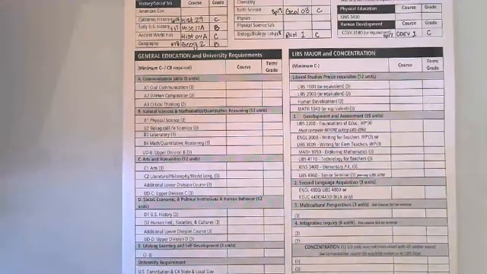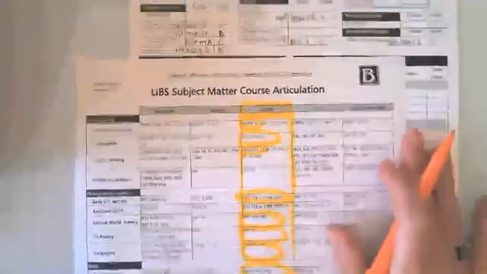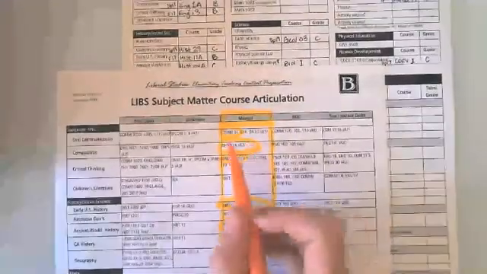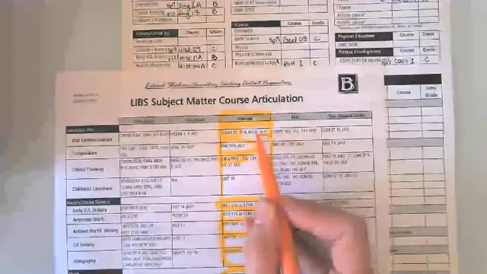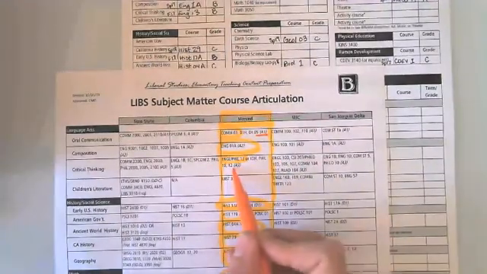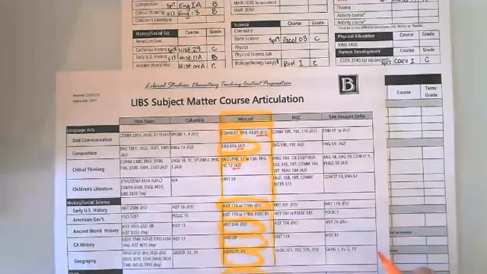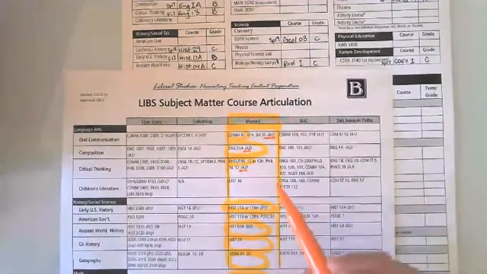So looking back to your course articulation guide, let's just look specifically at the language arts area. The classes that you have placed up here in your subject matter area, when you look at them here on your course articulation guide, if you move over here, you're going to see these little alphanumeric codes for each of these areas.